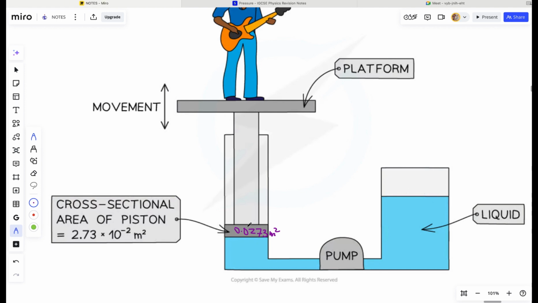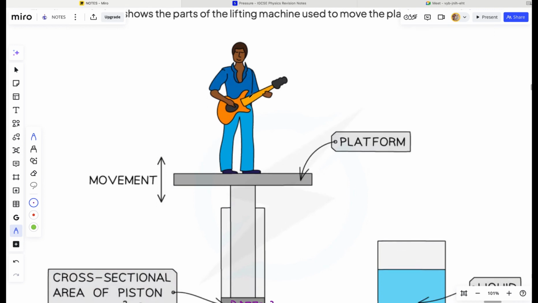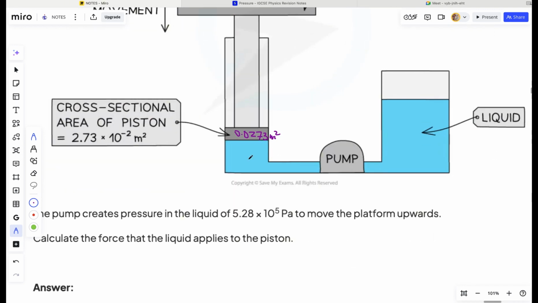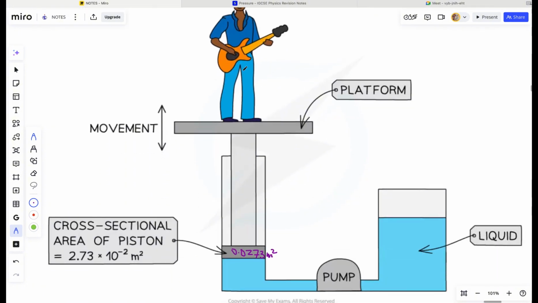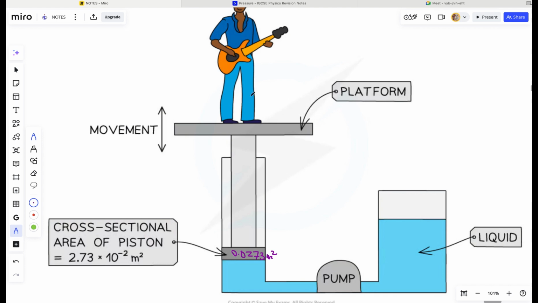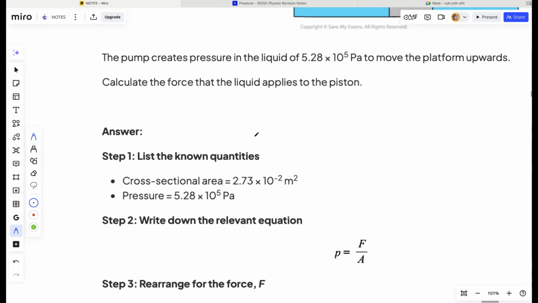So the smaller the area, the greater the pressure. So this liquid is able to exert a great pressure to move this guy on this platform up, because the area is smaller. If this side was wider, then the distribution in the hydraulic system will not produce a greater pressure to move this guy up. So the smaller the area, the bigger the pressure.